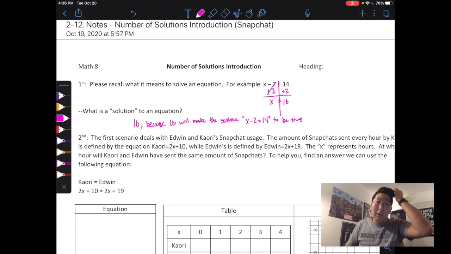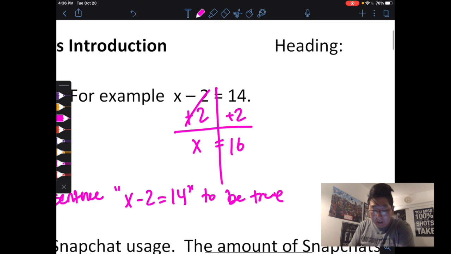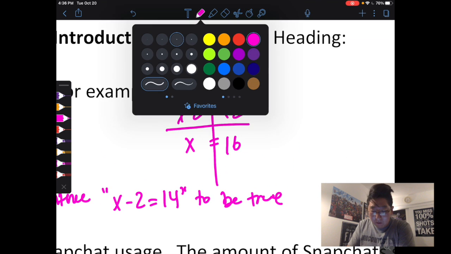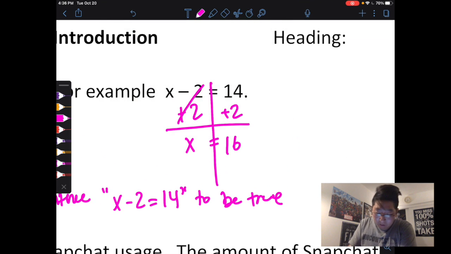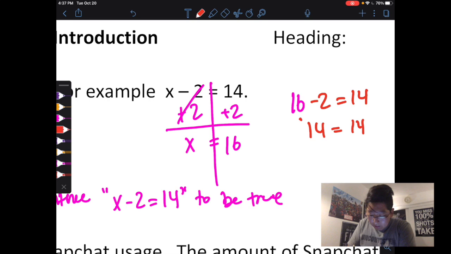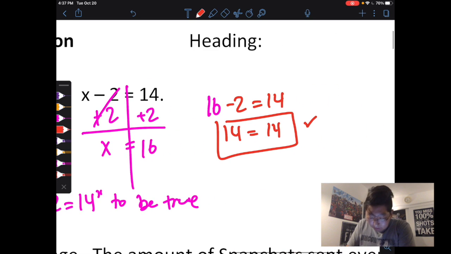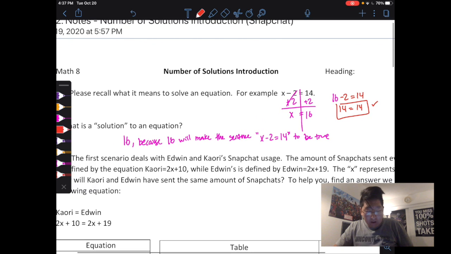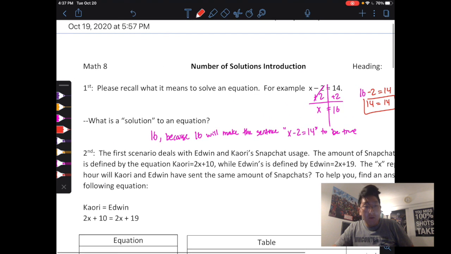And then once we get the value of x, we could be like, oh yeah, this is going to make the sentence true. And if I take the number 16 and plug it back in, that's what we call checking. If I go ahead and take 16 and subtract 2, I should get 14. And 14 equals 14. And therefore, this is a true statement. Okay, we're checking. That's the checking portion. So 16 is the solution to this equation.